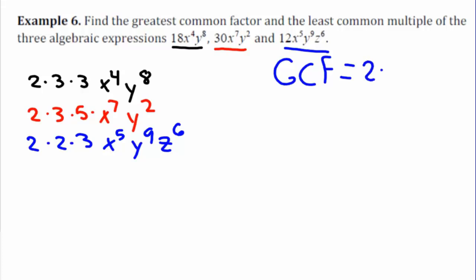How many 3's? Well, they all only share 1 3. And how many x's? Well, they all share 4 x's. Then how many y's? They all share 2 y's. So that's our greatest common factor, 6 x to the 4th, y squared.